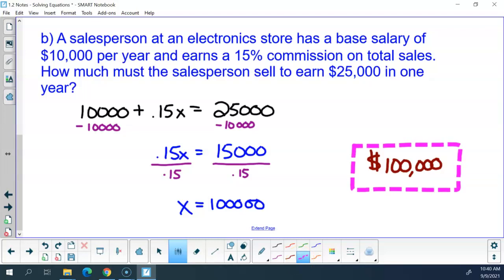Okay. That's how much he has to sell. Yes. As soon as I saw it, I was like, oh, I would make $100,000 a year. Then I was like, wait, that's not what he's making. No. He's got to sell $100,000 a year. Right. Only to make $25,000.